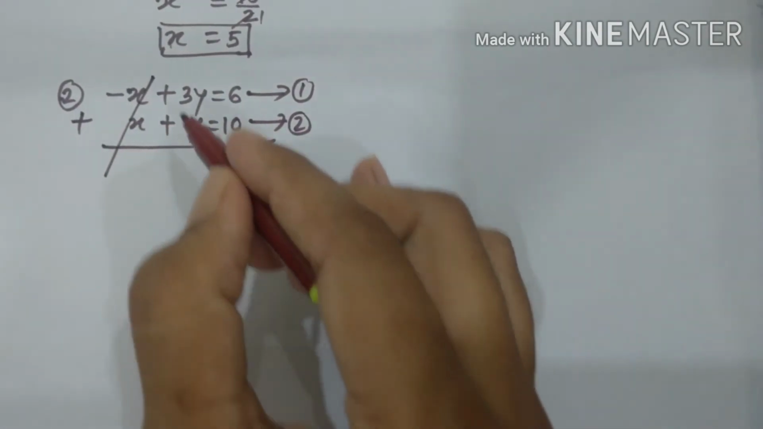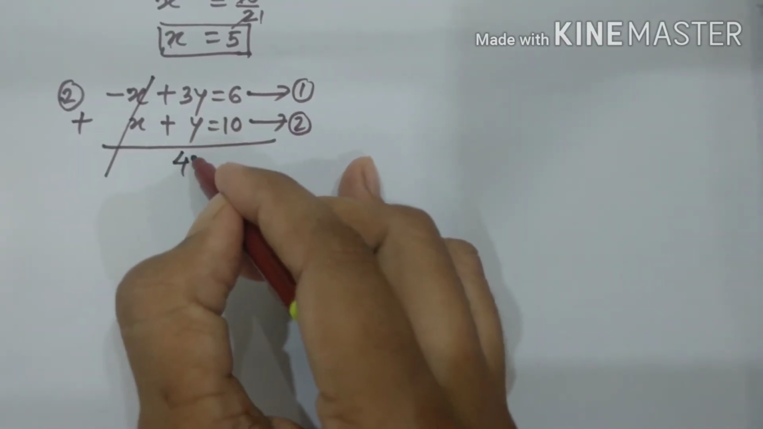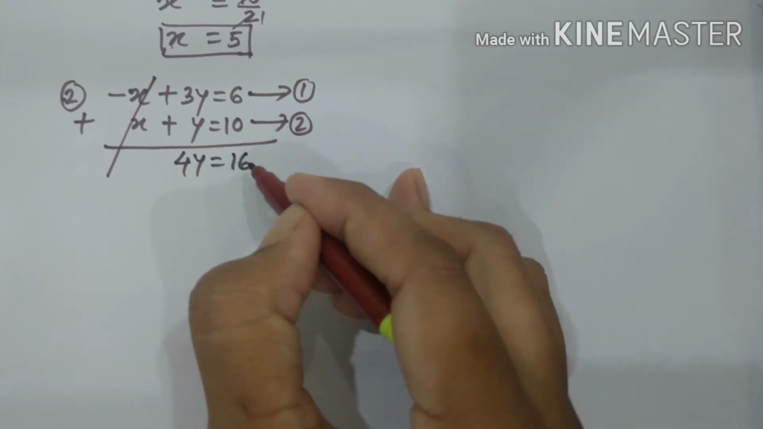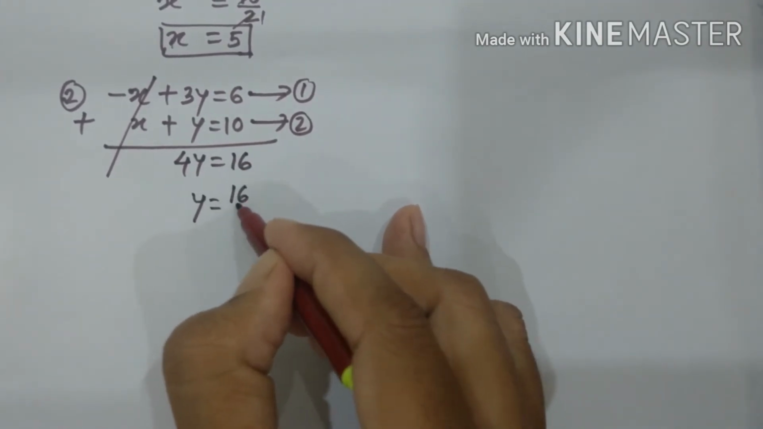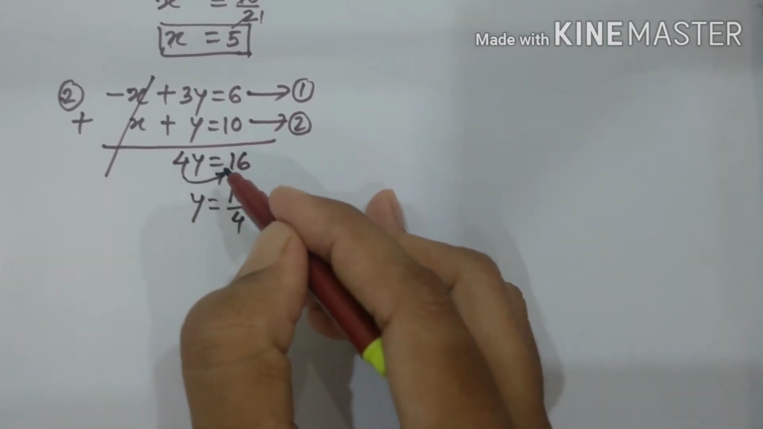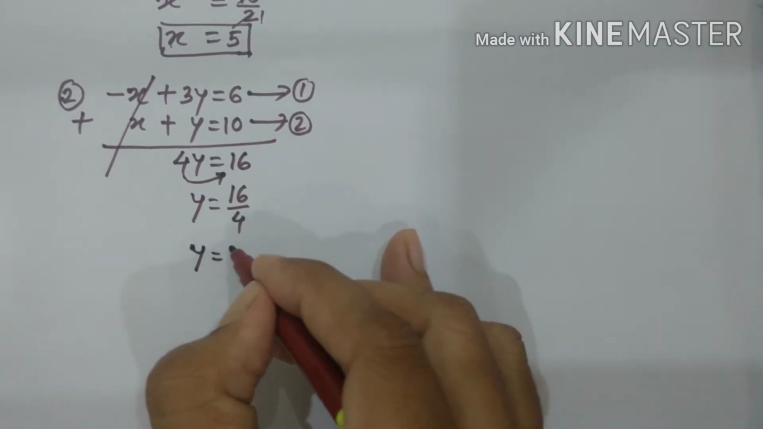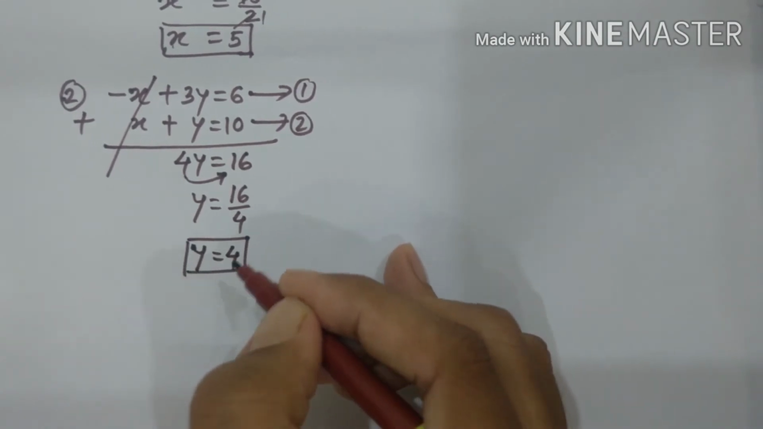X is cancelled. 3y plus 1y is equal to 4y. 10 plus 6, 16. Here again, y is equal to 16 upon 4. When 4 is transposed, it becomes division. Therefore, y is equal to 4 fours are 16. Value of y is 4.